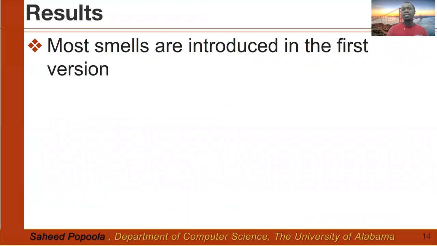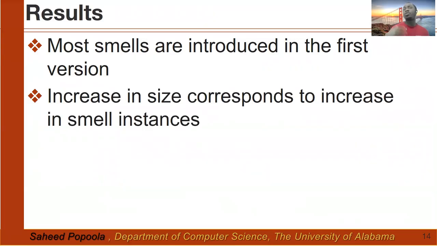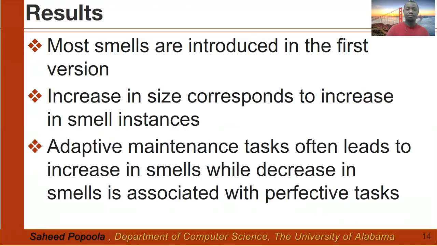The result shows that most smells are actually introduced in the first version. So once you create a model, the first commit you made to the repository actually contains most of the bad smells. Subsequent changes either increase or reduce the instances of such bad smells. And also, addition of new elements often corresponds to an increase in the instances of new smells.